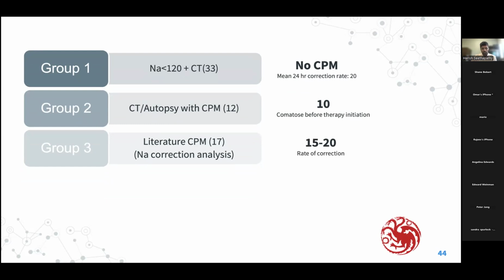And when they looked at the literature, they said, okay, there are a few cases that have been described, and the rate of correction is around 15 to 20. So perhaps at very large correction rates, there may be an association.